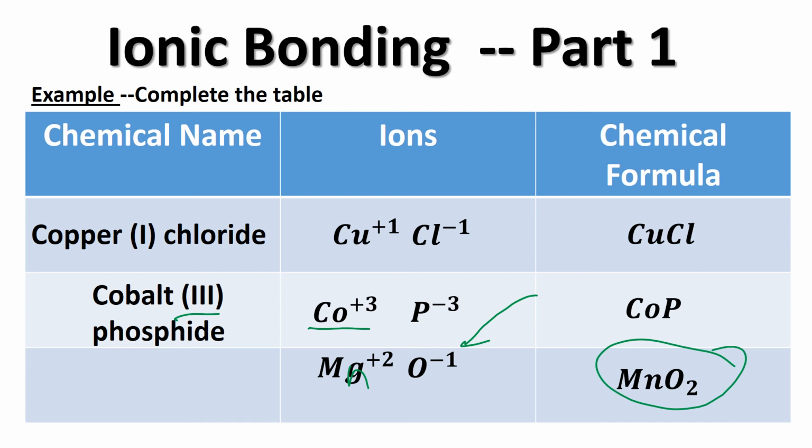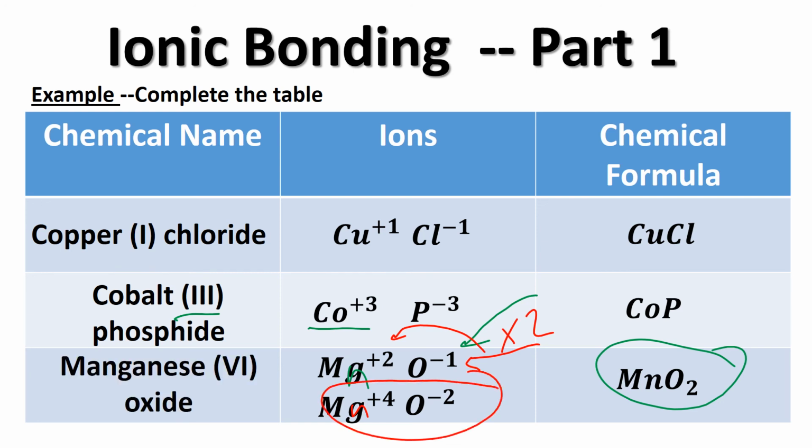So hopefully this should not be too difficult. If oxygen is -1, it just means we've got to double it. So we've got to times it by 2. And if we times that one by 2, we're going to have to times that one by 2. So you should end up with, again, Mn, manganese, +4, and oxygen is -2. So now these are correct. So when you go to do your name, you get manganese (IV) oxide.